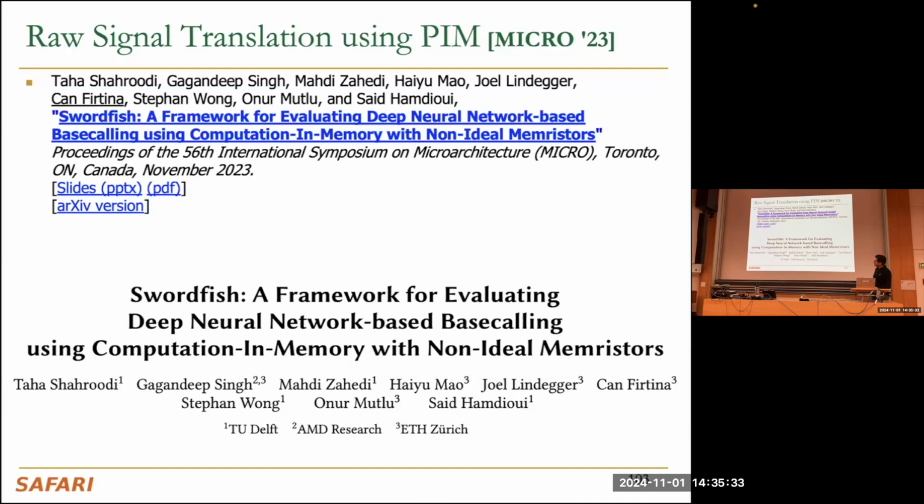So the question is, can we understand these non-idealities? Can we understand this noise better? And then somehow inject this in the training phase of base calling, so that our model is aware of these non-idealities, so that you make it a bit more robust, such that you do your base calling more accurately, given such noisy hardware. So this is basically the idea in Swordfish, and this was presented at MICRO last year.